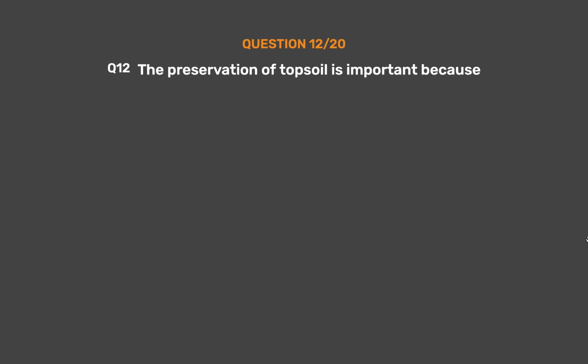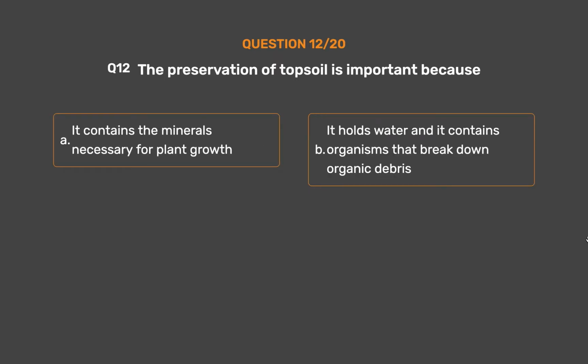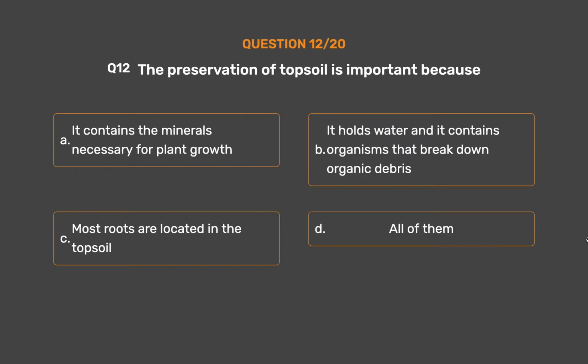Question number 12. The preservation of topsoil is important because option A. It contains the minerals necessary for plant growth. Option B. It holds water and it contains organisms that break down organic debris. Option C. Most roots are located in the topsoil. Option D. All of them.